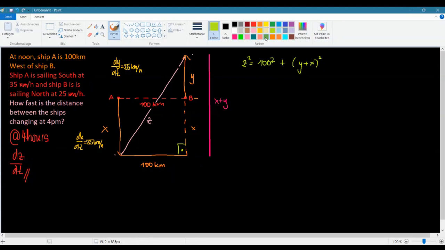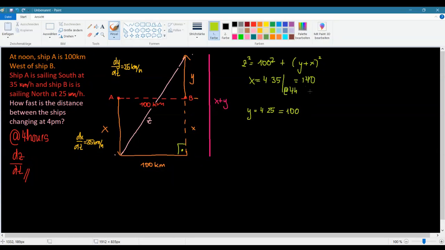But that's pretty easy because we can find out what x is after 4 hours, because we know that the rate of change of x over time is 35 kilometers per hour. 4 hours, 4 times 35, and therefore x at 4 hours is going to be 140. So with what we're working, we know x is 140, and y is going to be 4 times 25 at 4 hours, which means it's going to be 100. So that means that y and x, we're going to have them.